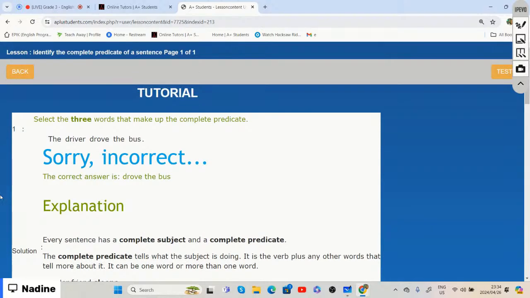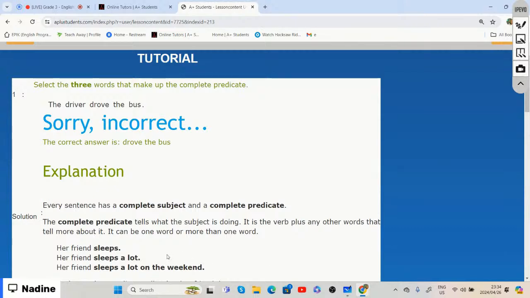All right. So if we look at our sentence, it says, the driver drove the bus. We need to select three words that make up a complete predicate. The driver drove the bus.